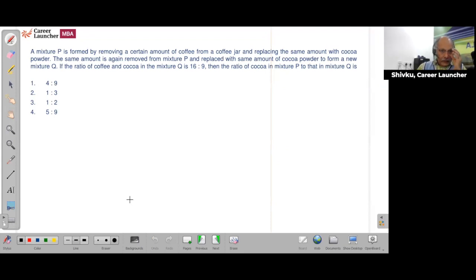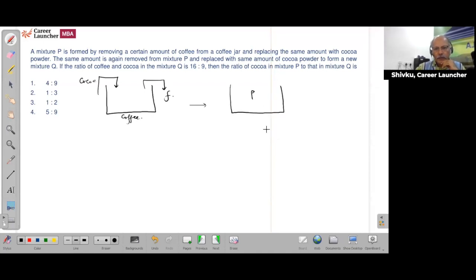A mixture P is formed by removing a certain amount of coffee. So this coffee was there in a coffee jar. You took a certain fraction of coffee, right, and replaced it with cocoa. So this gives us the mixture P. From the mixture P, again you take the same fraction out, the same amount is removed from the mixture P, and then you're replacing it with cocoa, and that gives you mixture Q.